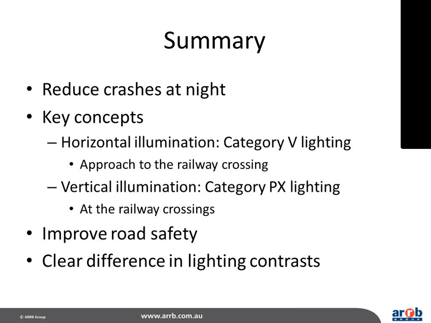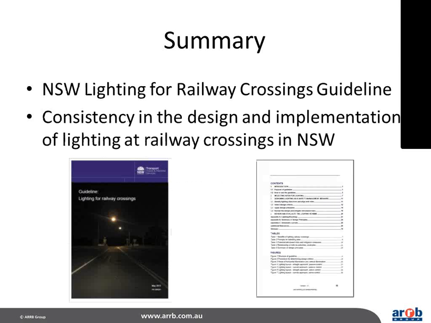And it can be shown that lighting at railway crossings, even though the risk may be low due to the low number of trains and the low level of crashes annually, the consequences are quite severe. So lighting at railway crossings can improve road safety. And the key point that you should note is there needs to be a clear difference in lighting contrast to give drivers a chance to appreciate that there is something in the road ahead, a hazard in the road ahead, to give them a chance to identify the crossing.